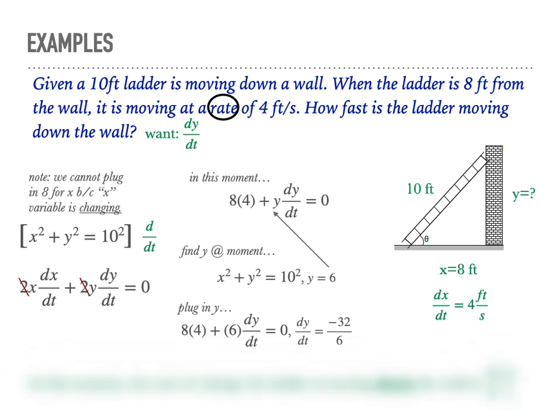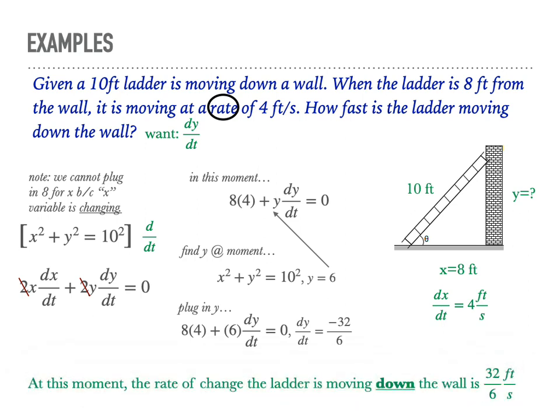Now we can say in an entire full sentence, at this moment, or you can say, when the ladder is 8 feet away from the wall, the rate of change that the ladder is moving down the wall is 32 over 6 feet per second. Now, you can say the rate of change the ladder is moving vertically from the wall is negative 32 over 6 feet per second, but it makes more sense to say that since it's a negative number, obviously that would mean that the rate of change leads to the ladder moving down the wall instead of up the wall. Also, that makes the most sense, right? Why would the ladder move up the wall? All right, hopefully that makes sense.